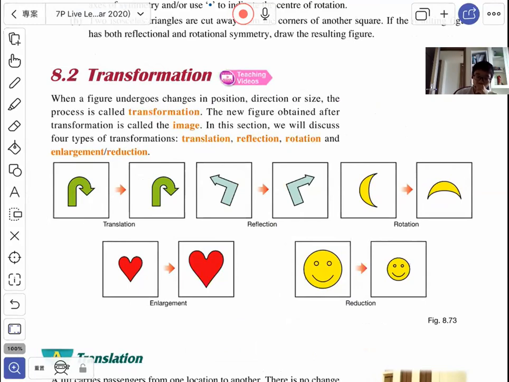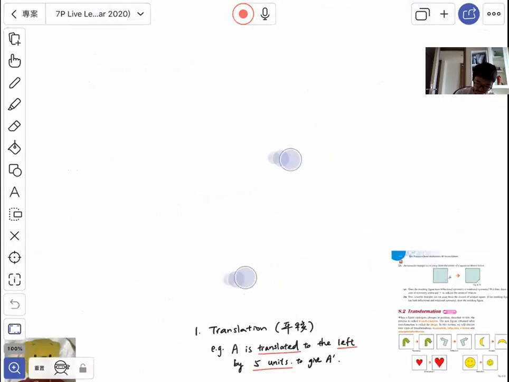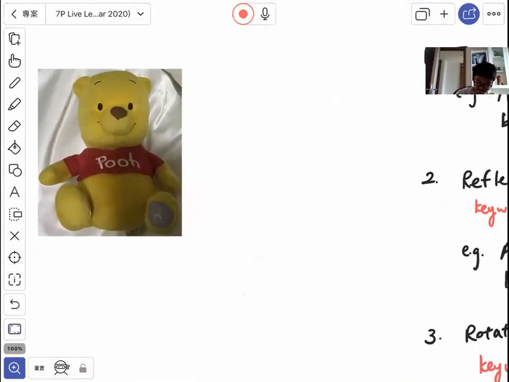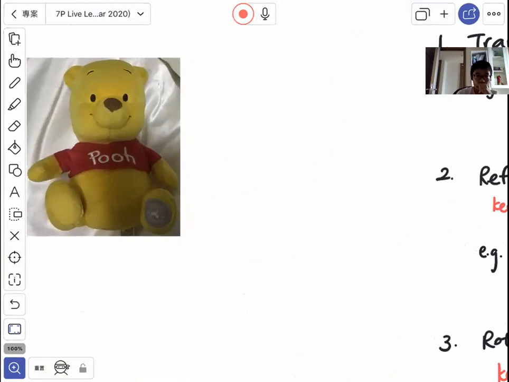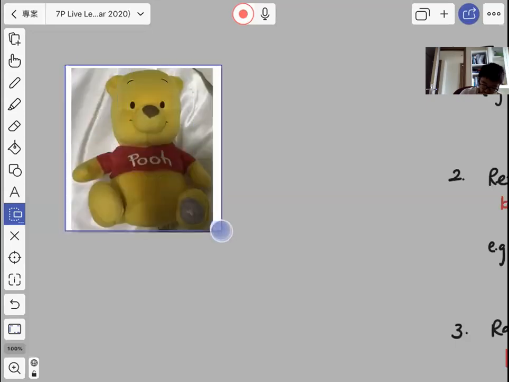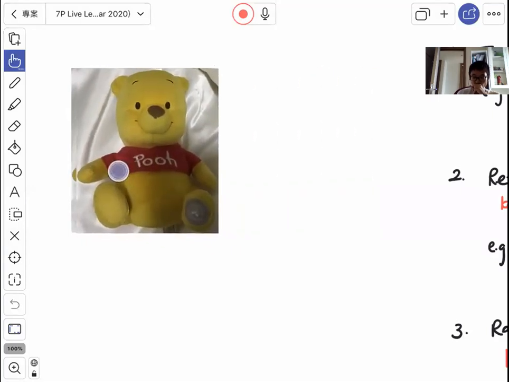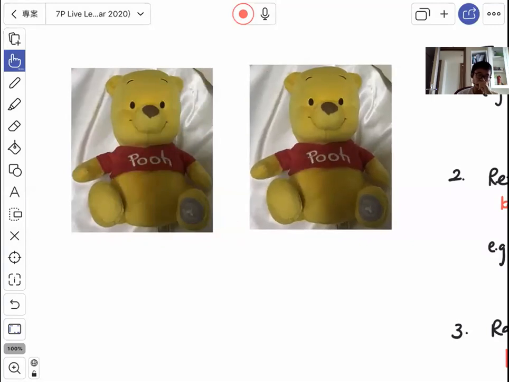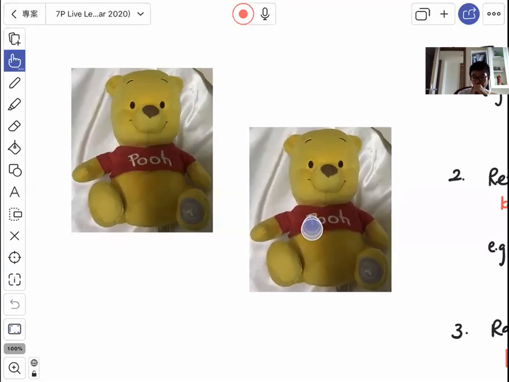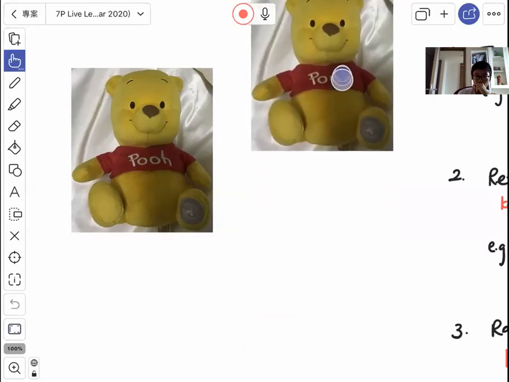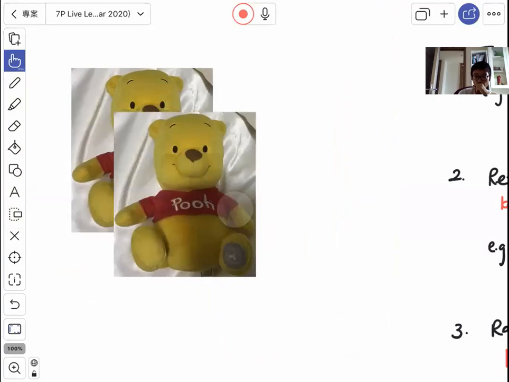Alright, so let's look at this diagram. I think this is a very nice diagram. Alright, so what's meant by transformation? There are actually some different types of transformation. For example, I have this very cute bear. Do you think so? Okay. So we can move it. It means translate it to the right, translate it downwards, translate it upwards, translate it to the left. Okay, so I can move it.